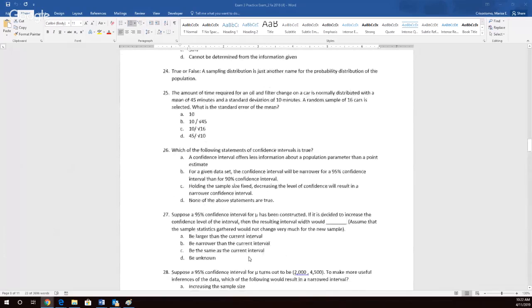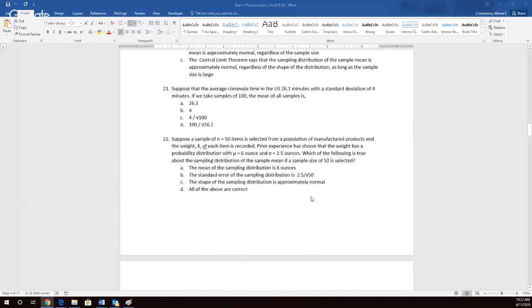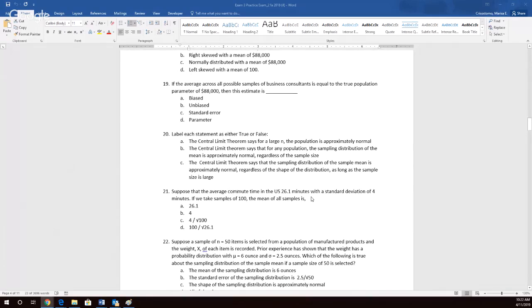Let's see. Confidence intervals. That might be something that somebody might want. So with confidence intervals, you really want to understand that the percentage or your confidence level is referring to intervals. It's not referring to your sample, but if we were to take a bunch of samples and create a confidence interval for each, then 95% of those intervals would contain the true population parameter.